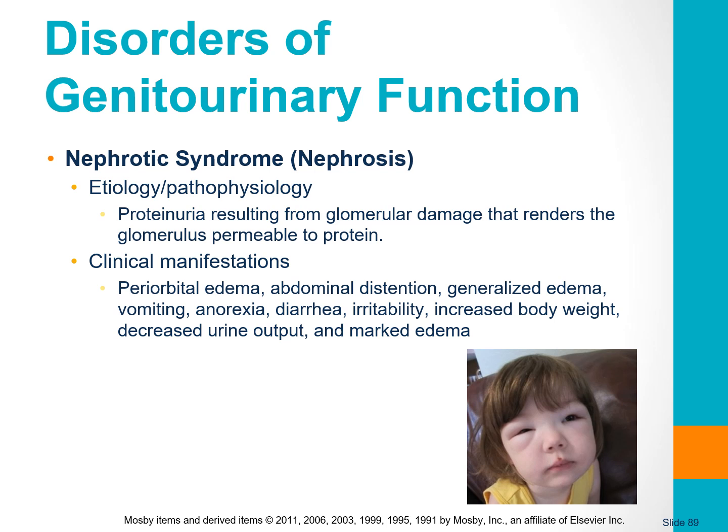So it clinically manifests itself with periorbital edema, abdominal distension, generalized edema, vomiting, anorexia, diarrhea, irritability, increased body weight, decreased urine output, and obvious edema, which you can see in this child here.